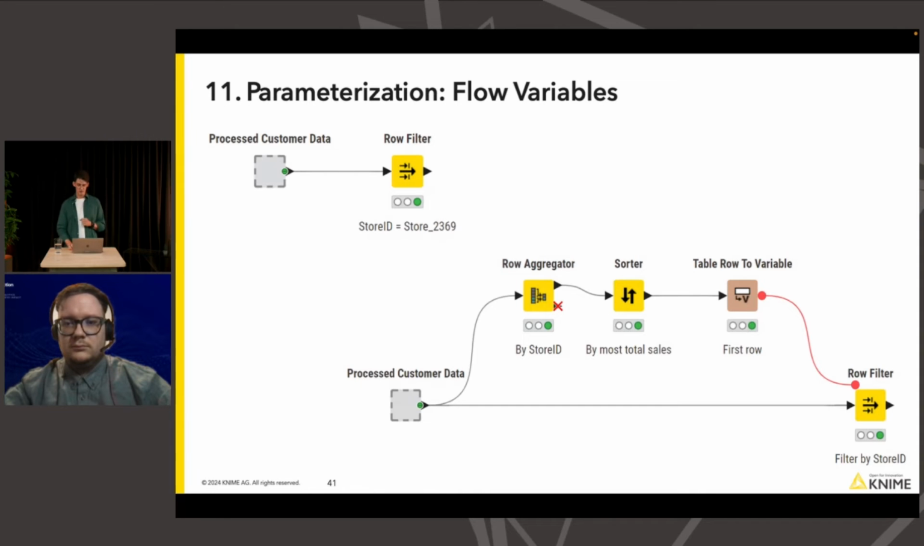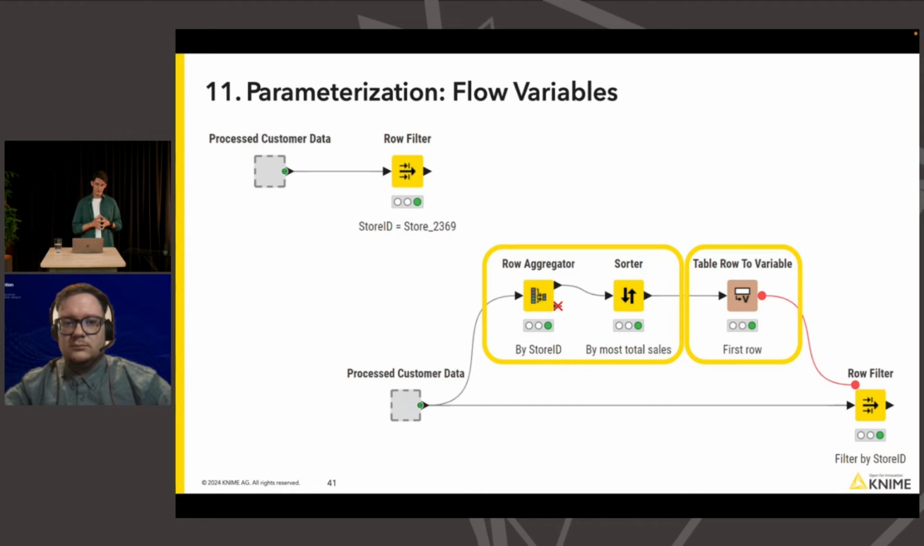You can build a second branch where you already aggregate the stores in terms of the amount of sales. You can also sort them. And then the top row there, you can make a flow variable. And this flow variable, this is a form of parameterization. It takes that parameter and then it sends it with this red connection to the row filter. And that will then be dynamically updated, the settings, every time you execute your workflow with new data. Because if you have new data, you're going to have a new top store, and you want the filter to adjust automatically according to it.